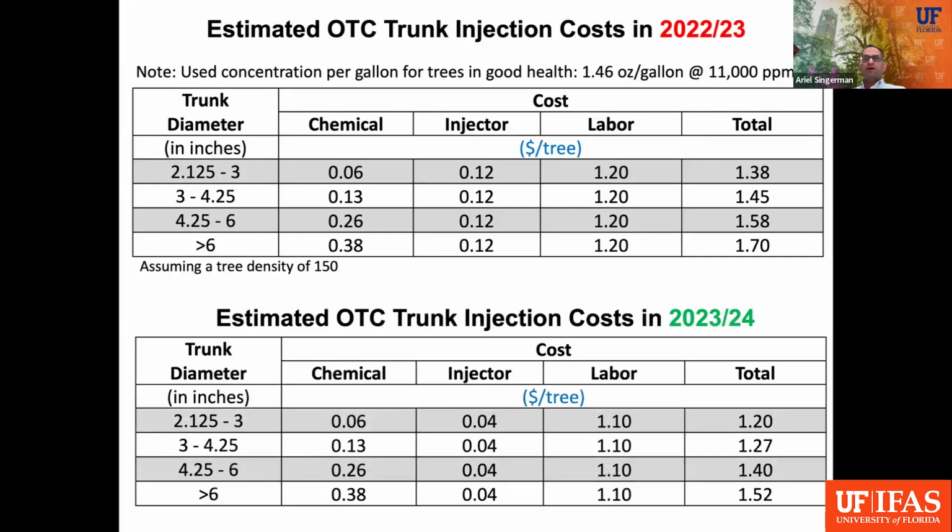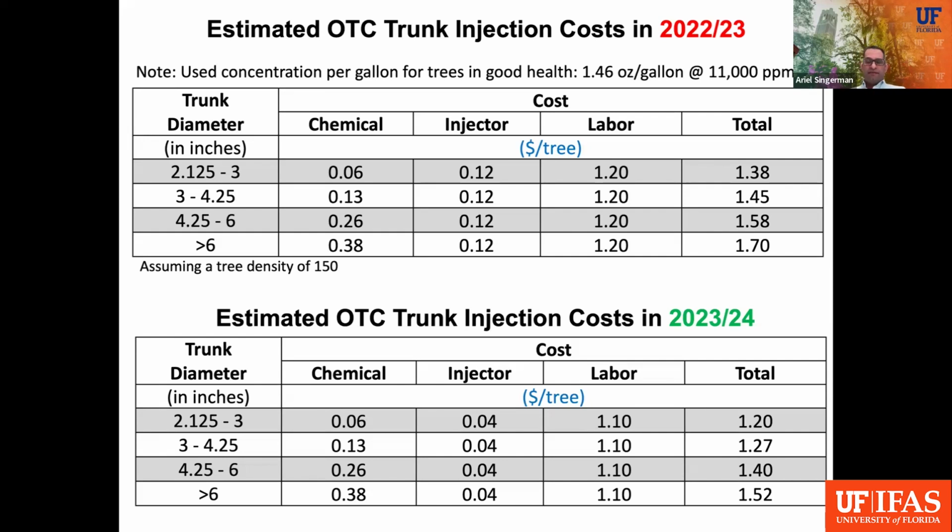Now, this year, the cost went down, particularly for the injector, because growers were able to figure things out a little better. They were able to bring the cost down, I estimate, to $6 per injector, and so that comes down to $0.04 per tree. And the labor also came down a little bit because, again, there was a learning curve, and so growers were able to achieve some efficiencies in the application of the OTC.